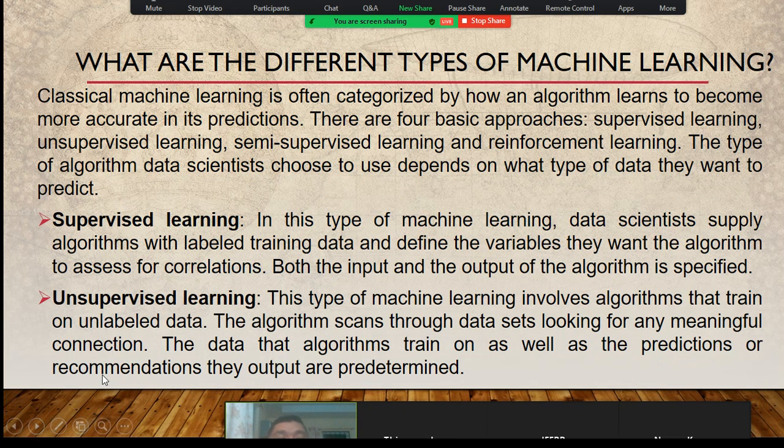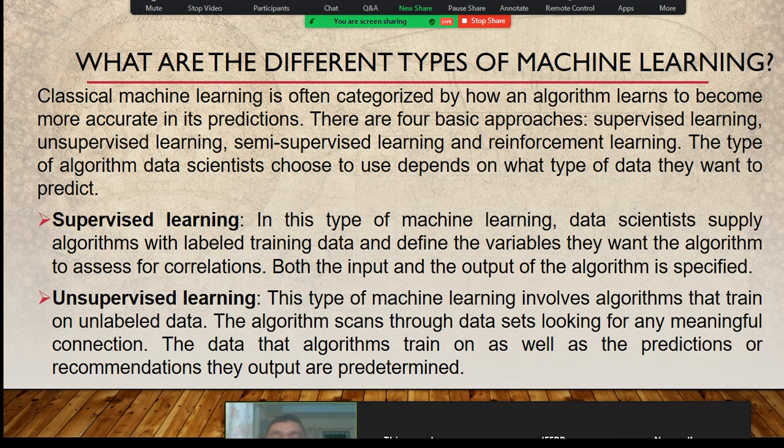What are the different types of machine learning? So here in this slide, I will discuss now the different types of machine learning. Classical machine learning is often characterized by how an algorithm learns to become more accurate in its predictions. There are four basic approaches: supervised learning, unsupervised learning, semi-supervised learning, and reinforcement learning. The type of algorithm data scientists choose to use depends on what type of data they want to predict.